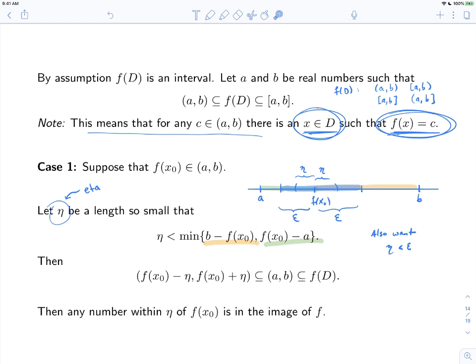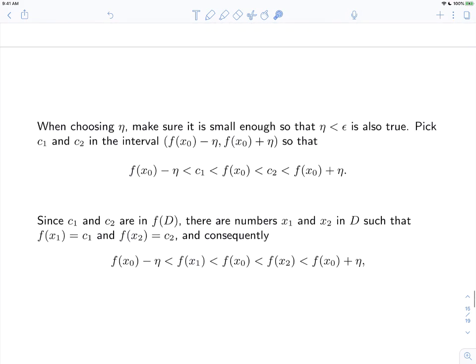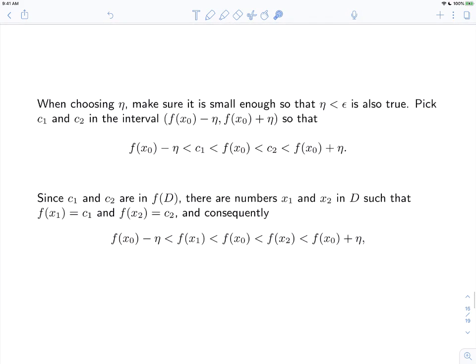Okay, so that's the technical part, or at least that's one of the technical parts here. Now here I just mentioned when choosing eta, we want to just make sure that it's small enough so that eta is less than epsilon is also true. Okay, so what we're going to do is we're going to pick C1 and C2 in this interval so that C1 is between f at x naught and f at x naught minus eta, and C2 is between f at x naught and f at x naught plus eta.